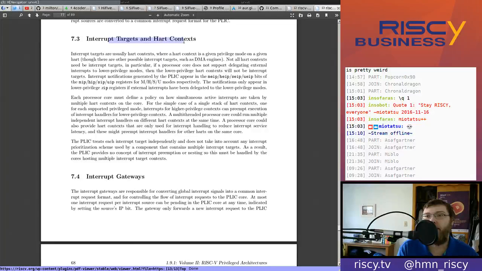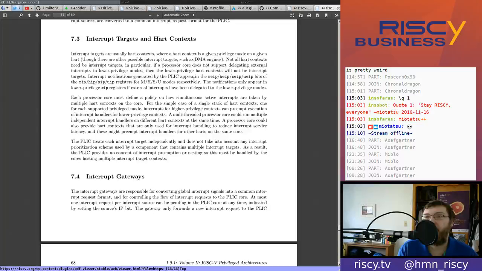Okay, interrupt targets and hard contexts. Interrupt targets are usually hard contexts, where a hard context is given privilege mode on a given Hart. Although there are other possible interrupt targets, such as DMA engines, not all hard contexts need to be interrupt targets. In particular, if a processor core does not support delegating external interrupts to lower privilege modes, then the lower privilege hard contexts will not be interrupt targets.